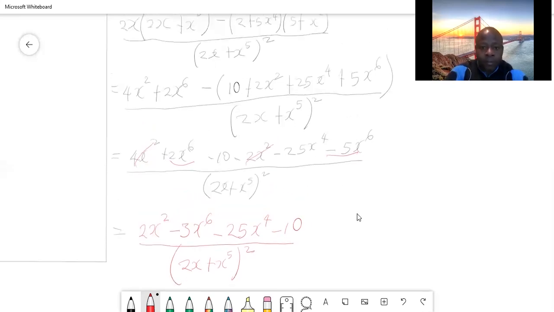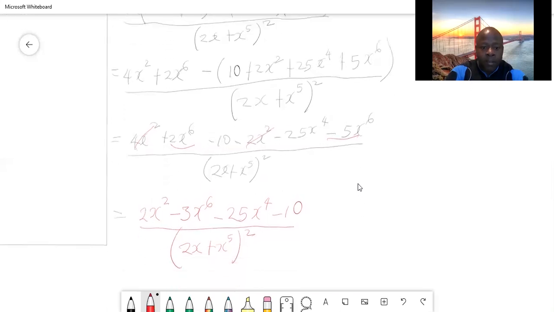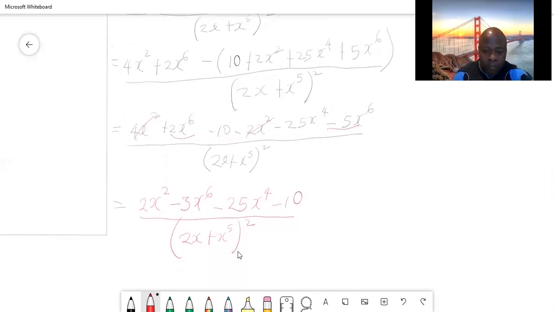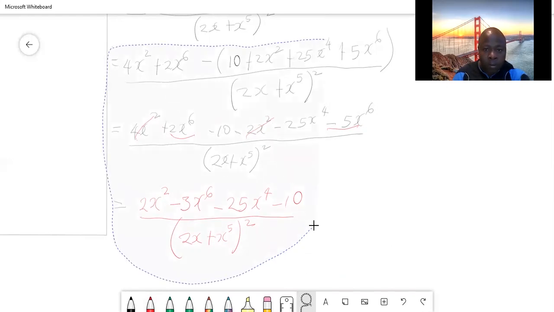So let me clear this so that we do the other example, and I may leave the last one as an exercise so that you can also have some work to do. So let's just clear this part.